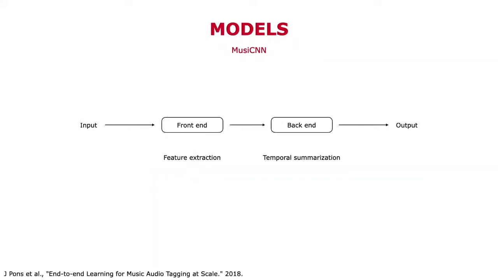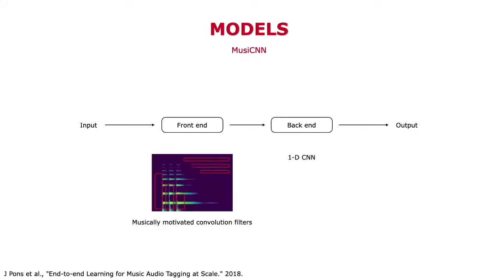Musicnn tries to interpret music tagging as two steps, front-end and back-end. Front-end extracts relevant music features, and back-end temporally summarizes the extracted features. For the front-end of Musicnn, the authors used musically motivated filters. Vertical filters capture pitch-invariant timbral features, and horizontal filters capture the temporal energy envelope of the audio. Finally, the extracted features are summarized using one-dimensional convolutional neural networks.